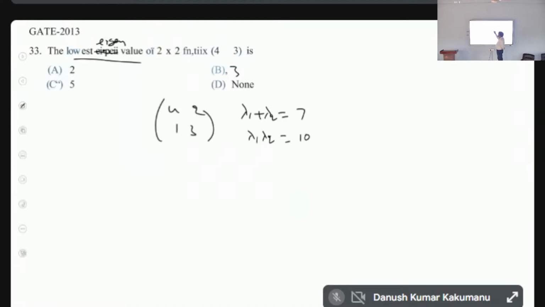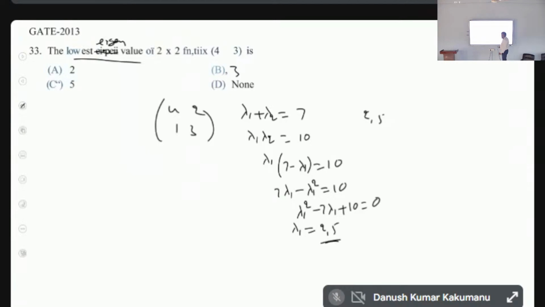Lambda 1 into lambda 2 is 12 minus 2, 10. Then solve both of them. Which values satisfy? 2 comma 5. Check whether 2 comma 5 satisfies. Lambda 2 is 7 minus lambda 1, so lambda 1 into 7 minus lambda 1 equals 10. 7 lambda 1 minus lambda 1 square equals 10. Lambda 1 square minus 7 lambda 1 plus 10 equals 0. What lambda 1 values do you get? 2 and 5. If lambda 1 is 2, then lambda 2 is 5. If lambda 1 is 5, lambda 2 is 2.